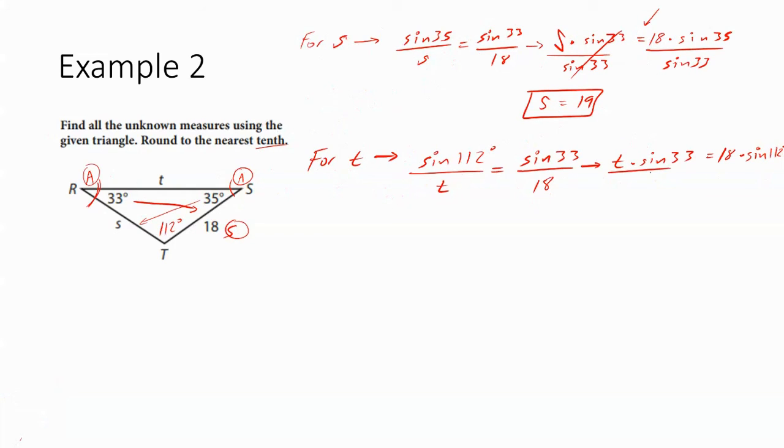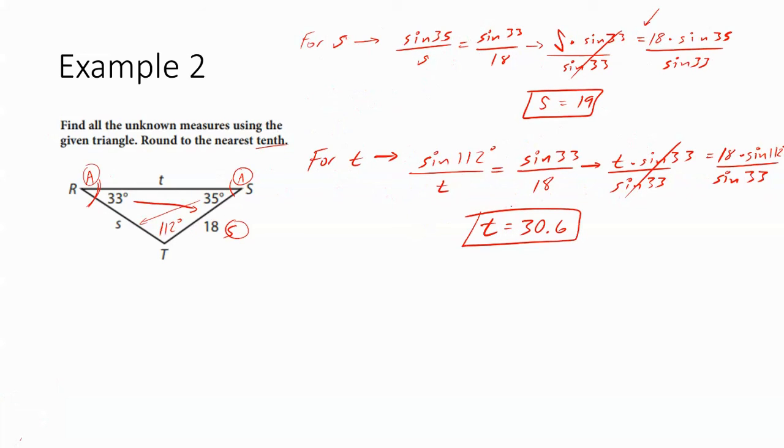How do you get rid of a multiplying sine of 33 degrees? Divide. Just remember, what you do to one side, you have to do to the other, the law of equality. So in your calculator, you should have 18 times sine of 112, and then divide by sine of 33. And you should get, for T, 30.64, round to the nearest tenth, so 30.6. That would work for T.